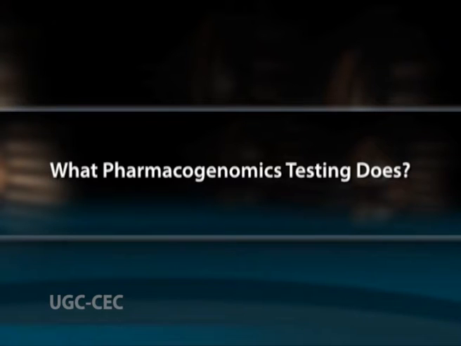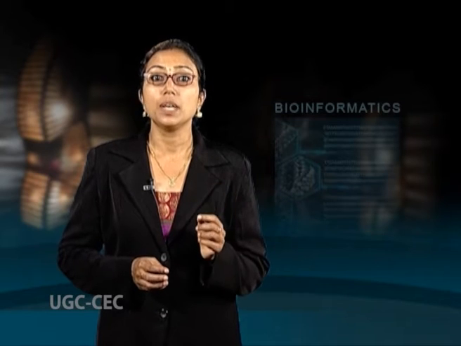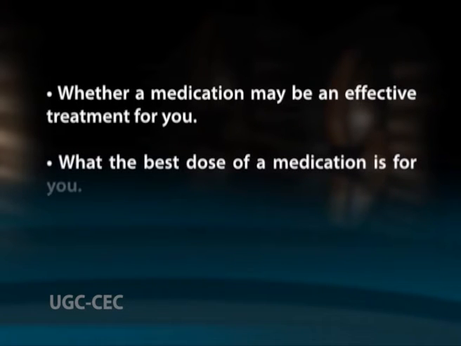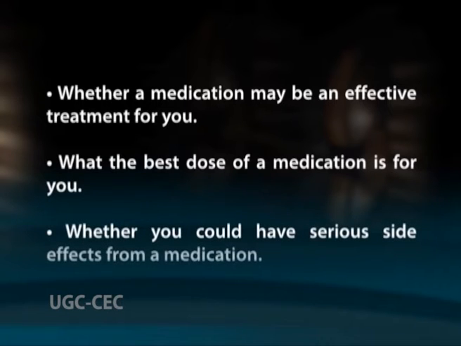What does pharmacogenomics testing do? The purpose of pharmacogenomic testing is to find out if a medication is right for you. A small blood or saliva sample can help determine whether a medication may be an effective treatment for you, what the best dose of a medication is for you, and whether you could have serious side effects from a medication.